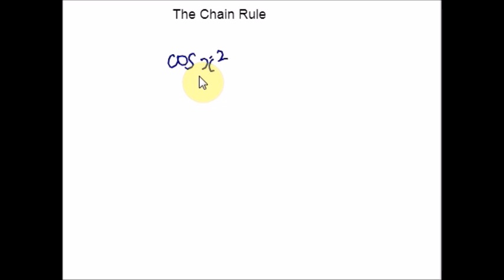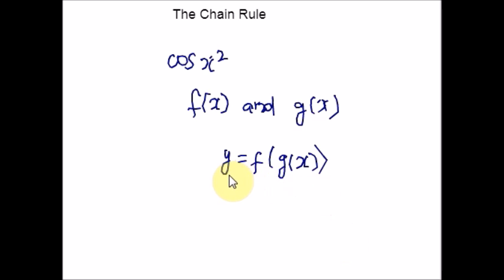Consider the expression cos x square. Immediately we note that this is different from the straightforward cosine function cos x. We are finding the cosine of x square, not simply the cosine of x. We call such an expression a function of a function. Can you follow so far? A function within another function. Suppose, in general, we have two functions, f of x and g of x. Then y equal to f of g of x is called a function of a function.